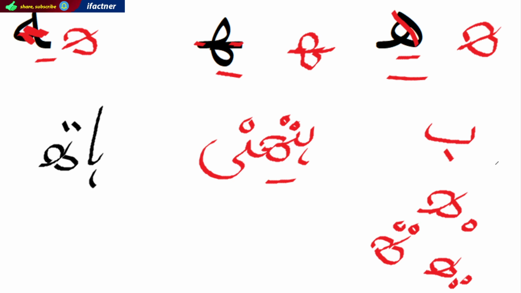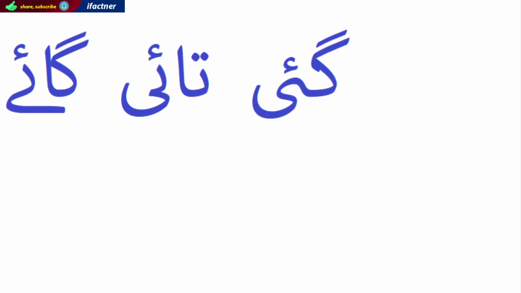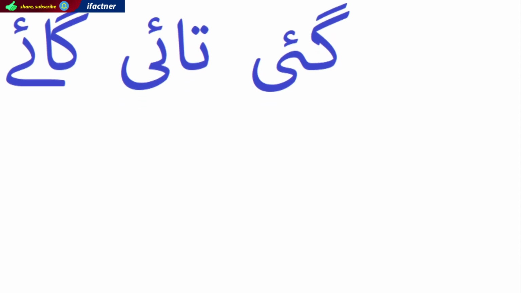Let's move forward to the next character, and we have Hamza. Hamza is the smallest character in the Urdu alphabet, and we write it just like this. We make a semicircle and then a little slanting line, and we get ourselves Hamza.